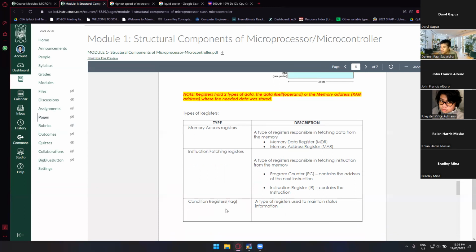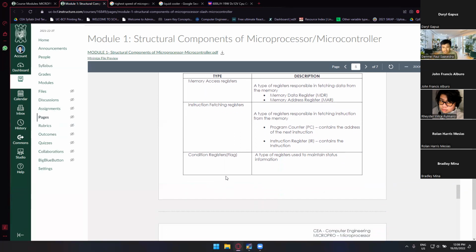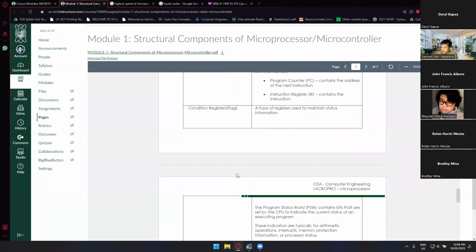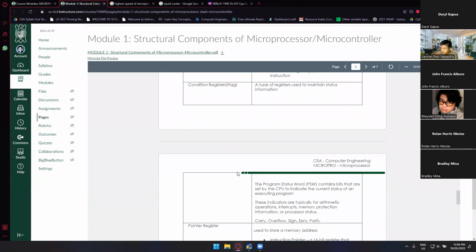Okay. And then we have a flag. So a flag is just a status format for wherein if it's successful or not. Okay. So in here, it's just to show the status of the information. So we have the so-called program status word or the PSW. So this one contains bits that are set by the CPU to indicate the current status of an executing program. So again, these indicators are typically for arithmetic operations, interrupts, memory protection information, or processor status.